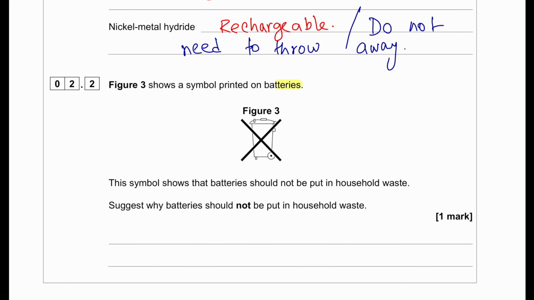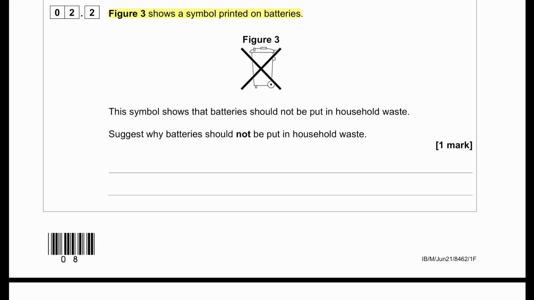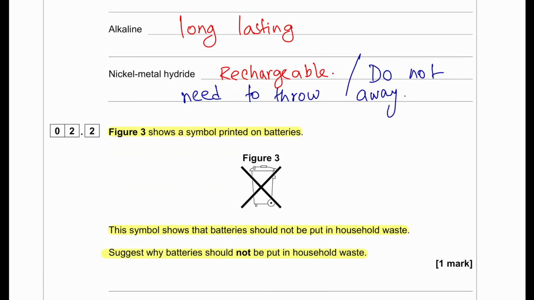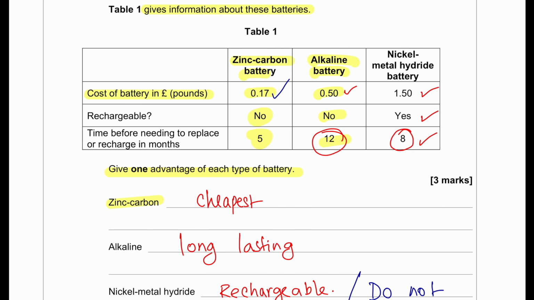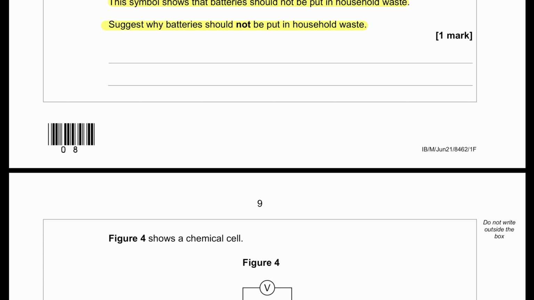Figure 3 shows a symbol printed on batteries. This symbol shows that batteries should not be put into household waste. Suggest why batteries should not be put into household waste. You see, a battery contains metals, such as heavy metals such as nickel, and alkaline batteries are alkaline in nature, and then zinc. So what happens is that they are toxic.